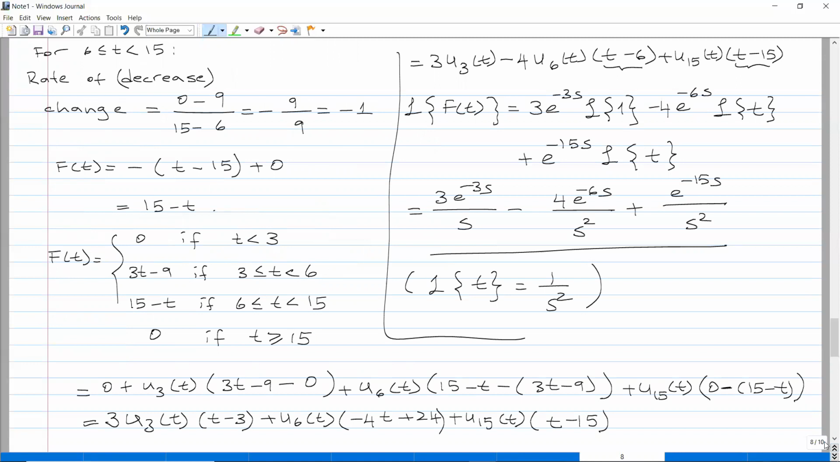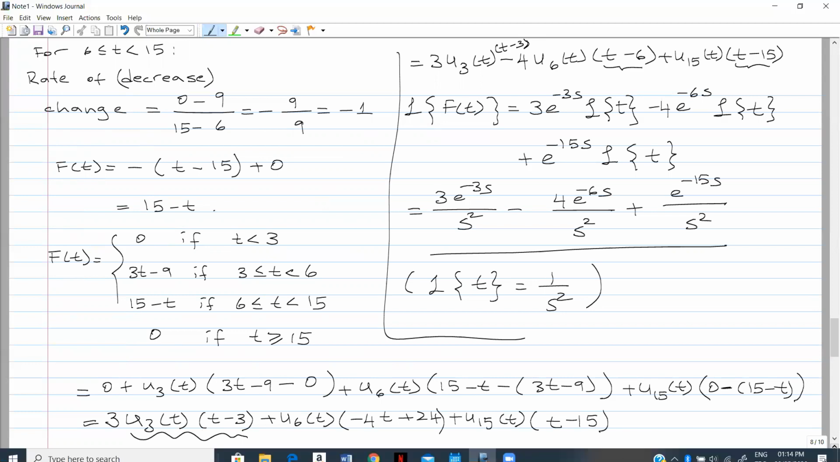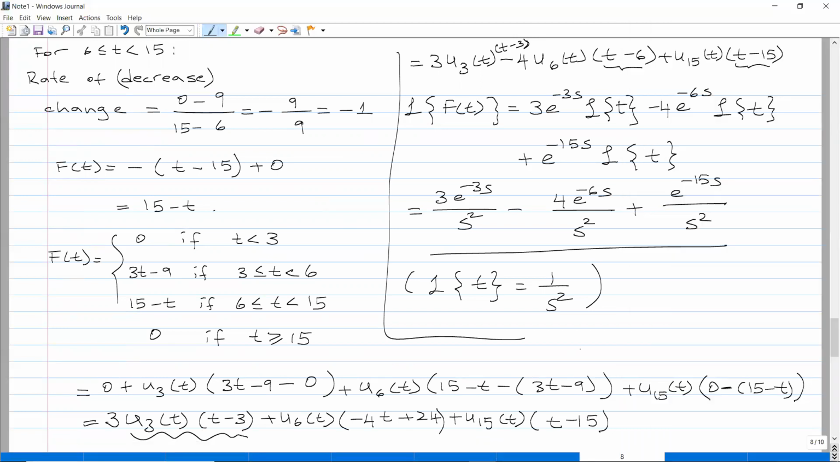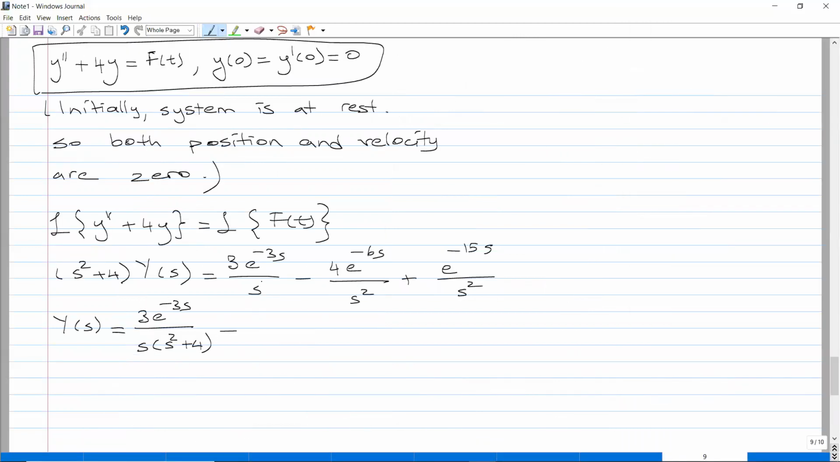Of course, I'm sorry. This is also s squared, because u3(t), you see, is multiplied with t minus 3. So t is translated by 3. So it should be the Laplace transform of t again, not 1, because u3(t) is multiplied with t minus 3. I'm sorry. Okay, so this is also s squared. So all the denominators are the same.